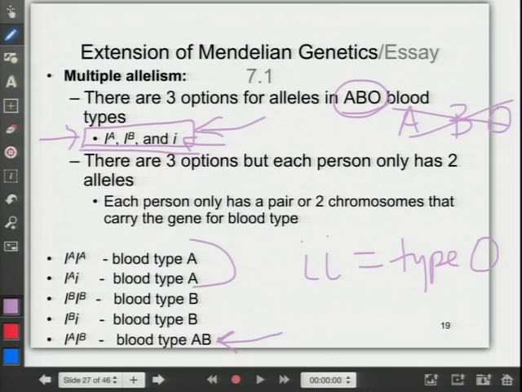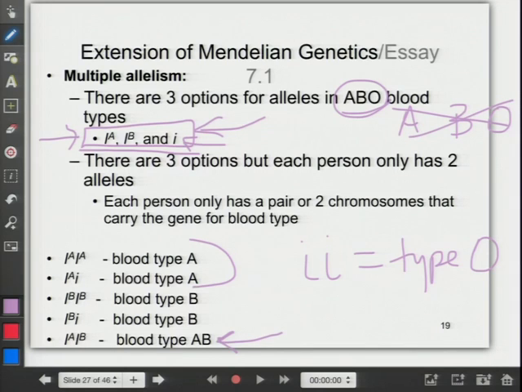To be type A, you can either be homozygous A or heterozygous A. Right? Big I A, or big I A, little i. So if your dad is type O and your mom is type A, at least one of your alleles has to be little i, because that's all dad had to give away, and if he's really your father, you've got one.